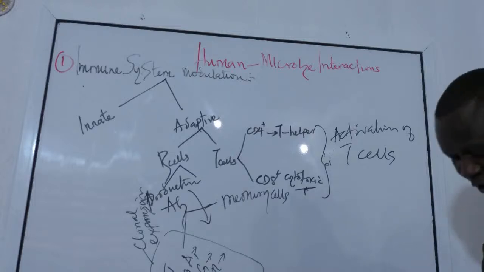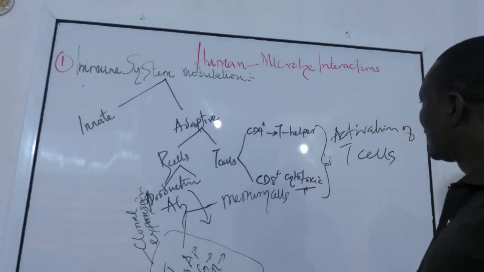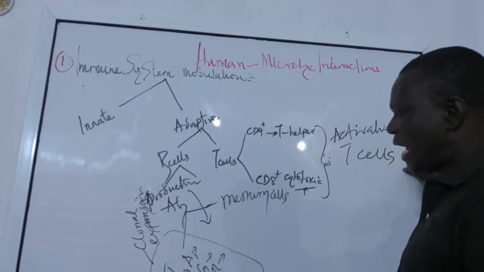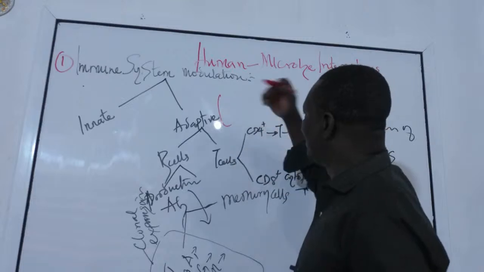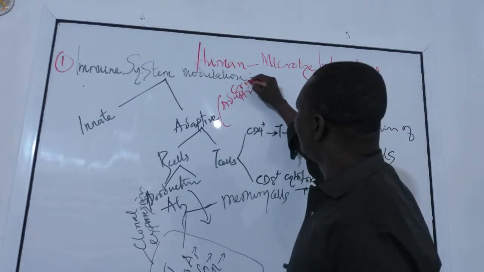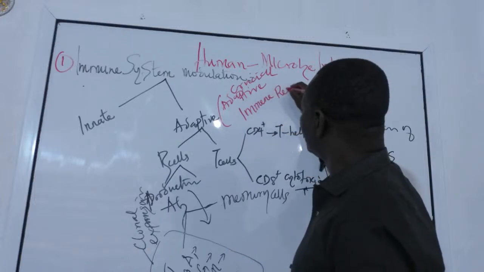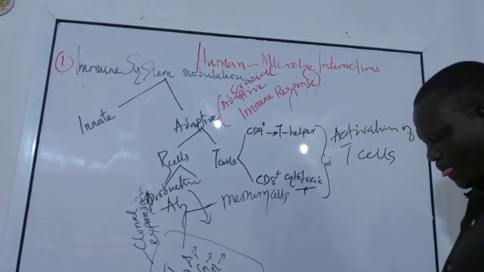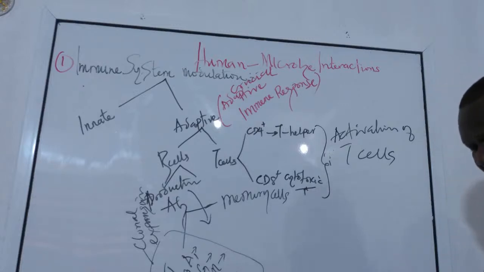Now, just like I said, we have seen that microorganisms play a very crucial role in activating the T arm of the cell as well as the B cell. So that means they are very important in the adaptive immune response. That is the first thing you need to know. They play a very crucial role in modulating the immune system.